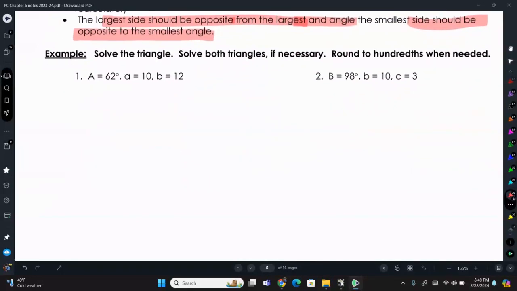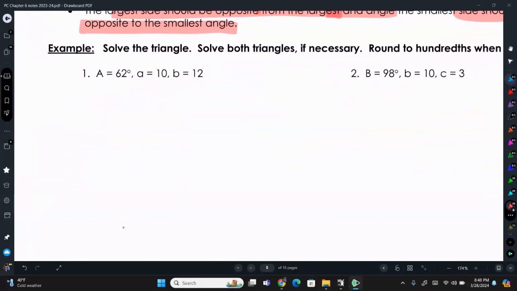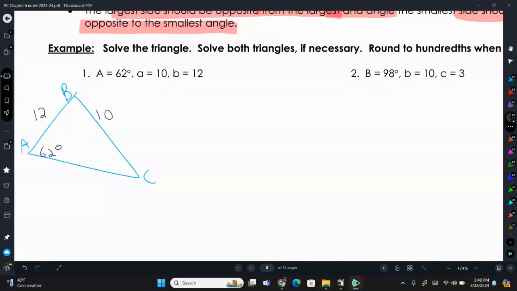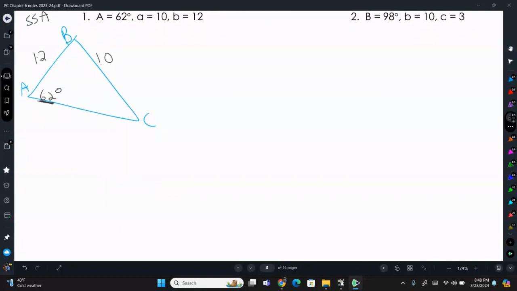So let's look at our examples here. First step again is always going to be to draw a triangle, A, B, C, and we label angle A 62 degrees, side A 10, and B is 12. Okay. So this is an SSA situation because we have two sides given and the angle we are given only touches one of the sides. So this is SSA, which means we have to account for the ambiguous case.